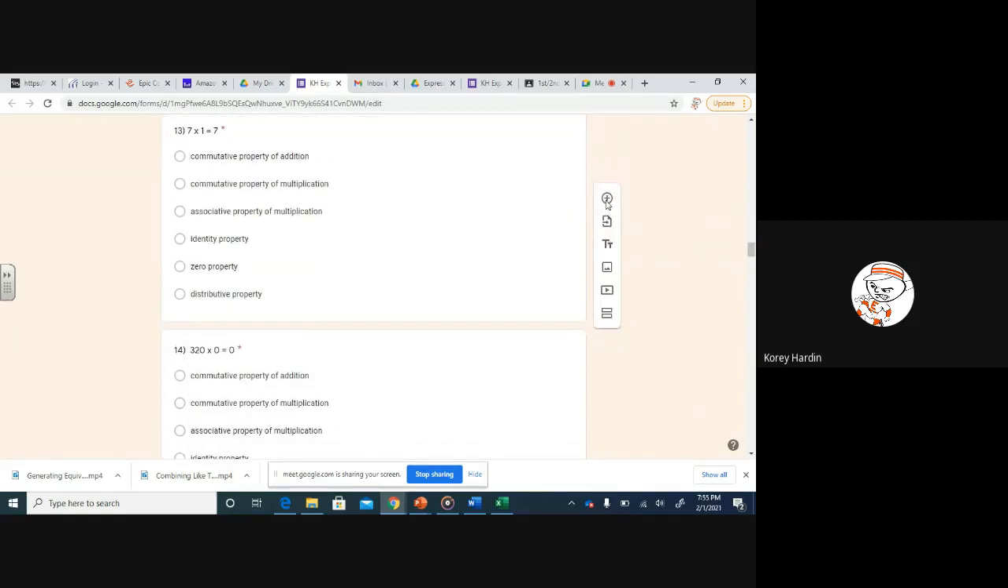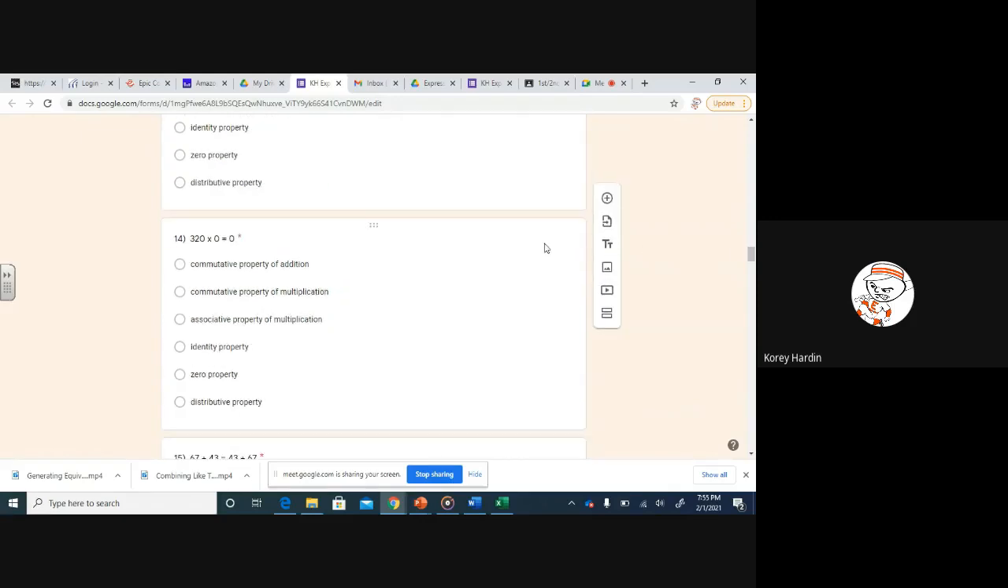Number 13, I have 7 times 1 equals 7. And is that commutative property of addition, commutative property of multiplication, associative property of multiplication, identity property, zero property, or distributive property? Number 14, I've got 320 times 0 equals 0. And for that one, is that commutative property of addition, commutative property of multiplication, associative property of multiplication, identity property, zero property, or distributive property?